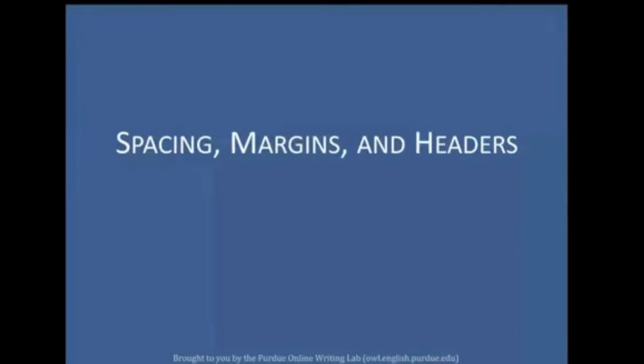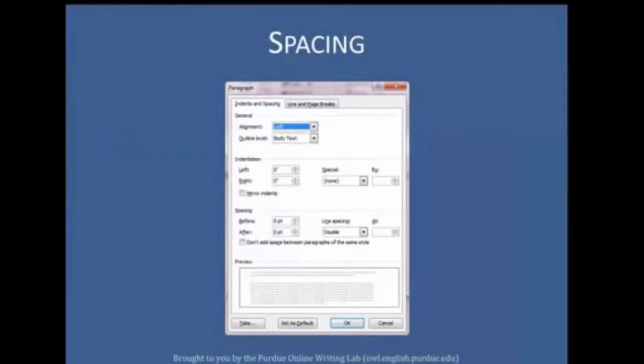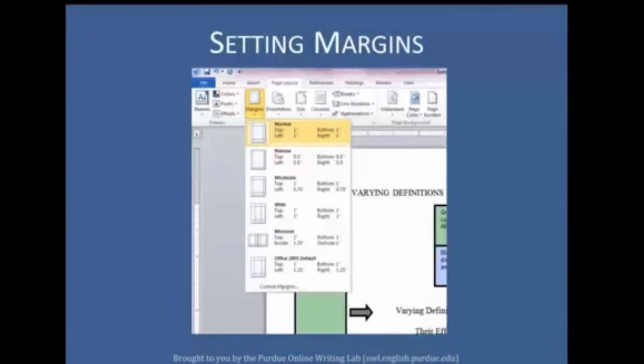Spacing, margins, and headers. APA requires all papers to be double-spaced throughout. To set your line spacing to double-space, open up the Paragraph menu in Microsoft Word. Change the default line spacing setting from after 10 point to 0 point. Then change line spacing from multiple to double.